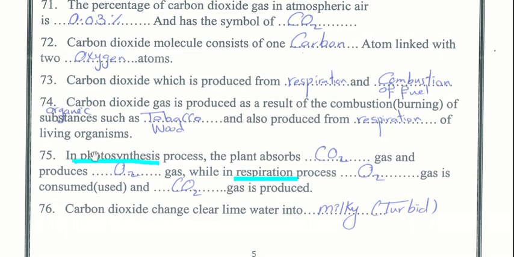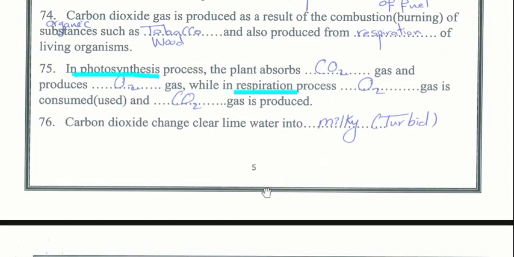74. Carbon dioxide gas is produced as a result of combustion of organic substances such as what? Tobacco, wood, gasoline. Any of these answers will be correct, and also produced from respiration of living organisms. 75. In photosynthesis process, plants absorb carbon dioxide gas, produce oxygen gas, while in respiration process, by the way, respiration is the opposite of photosynthesis process. In photosynthesis, plants take carbon dioxide gas, produce oxygen. But in respiration, plants take oxygen, produce carbon dioxide gas.